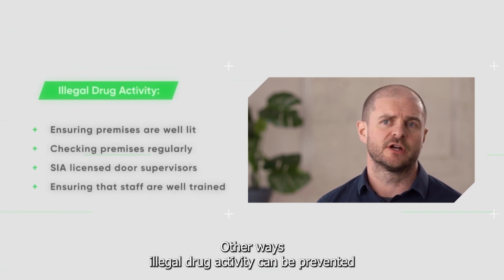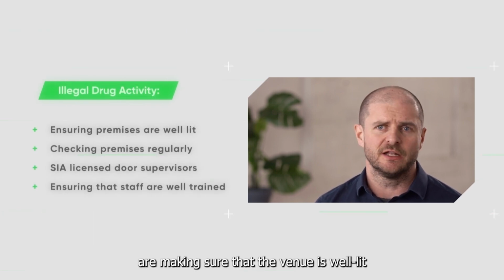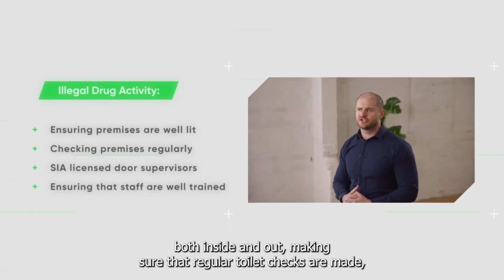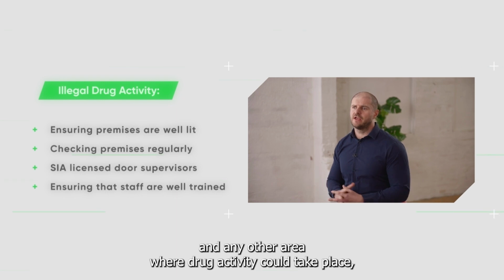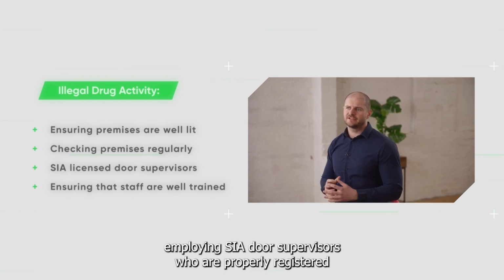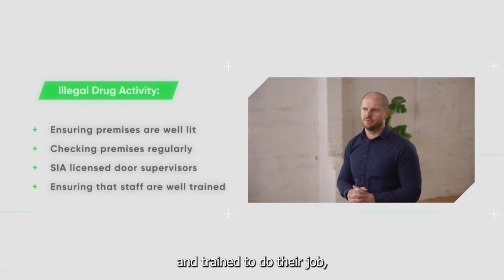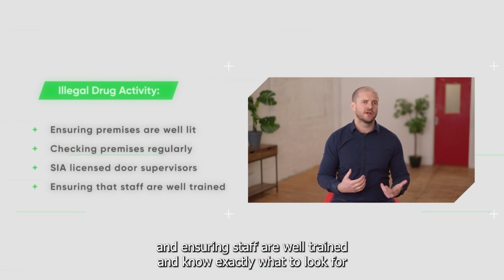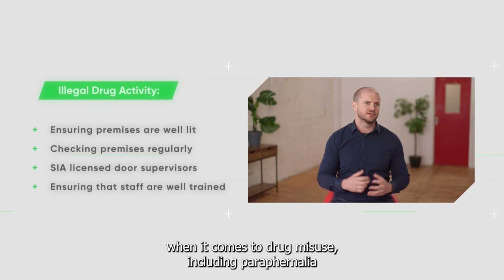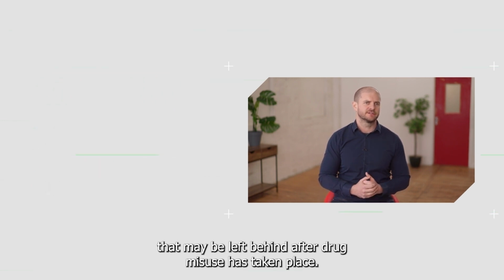Other ways illegal drug activity can be prevented are making sure that the venue is well lit, both inside and out, making sure that regular toilet checks are made, and any other area where drug activity could take place, employing SIA door supervisors who are properly registered and trained to do their job, and ensuring staff are well trained and know exactly what to look for when it comes to drug misuse, including paraphernalia that may be left behind after drug misuse has taken place.